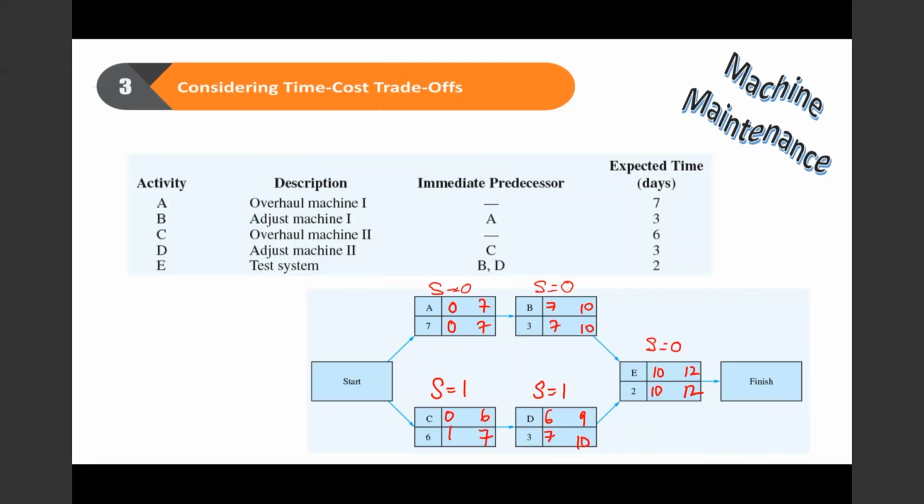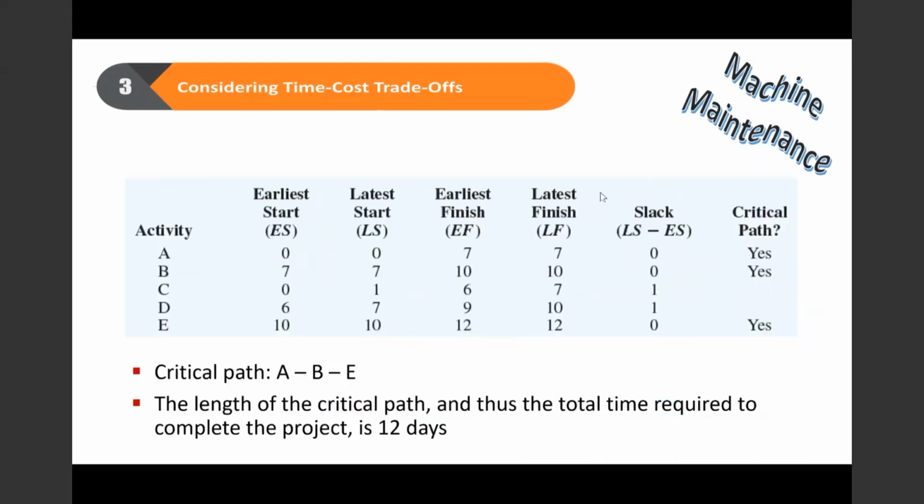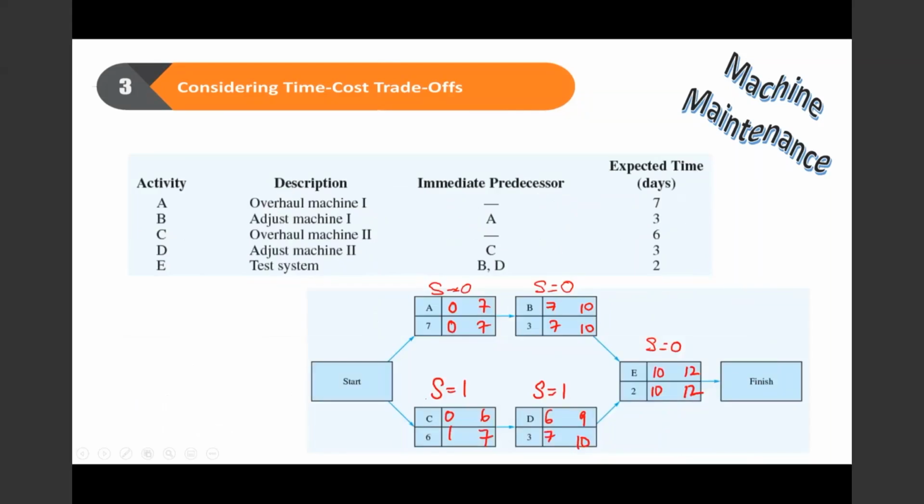If I were to crash activity C, if I reduce this slack by a day, I will only reduce my slack. I will still not make any changes to the time that it takes to complete my project, right? Now, however, the aim here is to reduce the time it takes to complete your project.